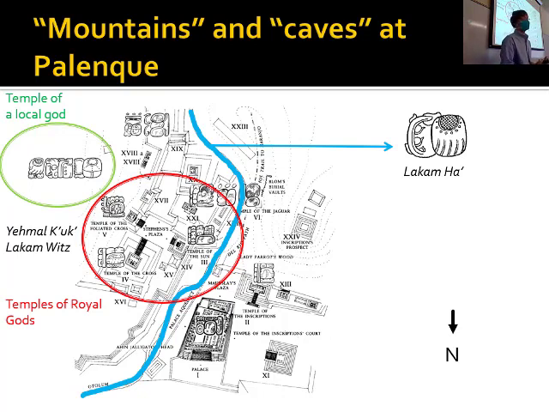But somewhere around that area is also a mountain, a hill, and there's a hilltop shrine. Unfortunately, archaeologists never found it yet, but looters did, so we have panels from that shrine in various private collections. When and how it was looted, we don't know. Probably sometime in the early 20th century. So the place is known as Lakamha. Somewhere around it is Yemal Kuk Lakamwitz, the great hill of the descending Quetzal. Kind of nice name.